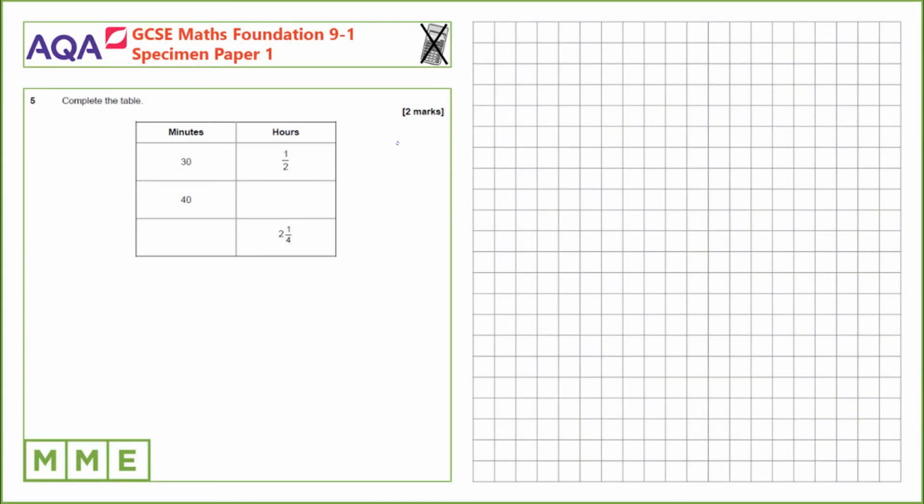Question 5. Complete the table. We know here that 1 hour is 60 minutes. So what's 40 minutes? Well, 40 minutes as a fraction of an hour is 40/60, which we can then simplify to 2/3. So 40 minutes is 2/3 of an hour. So that's our answer here.